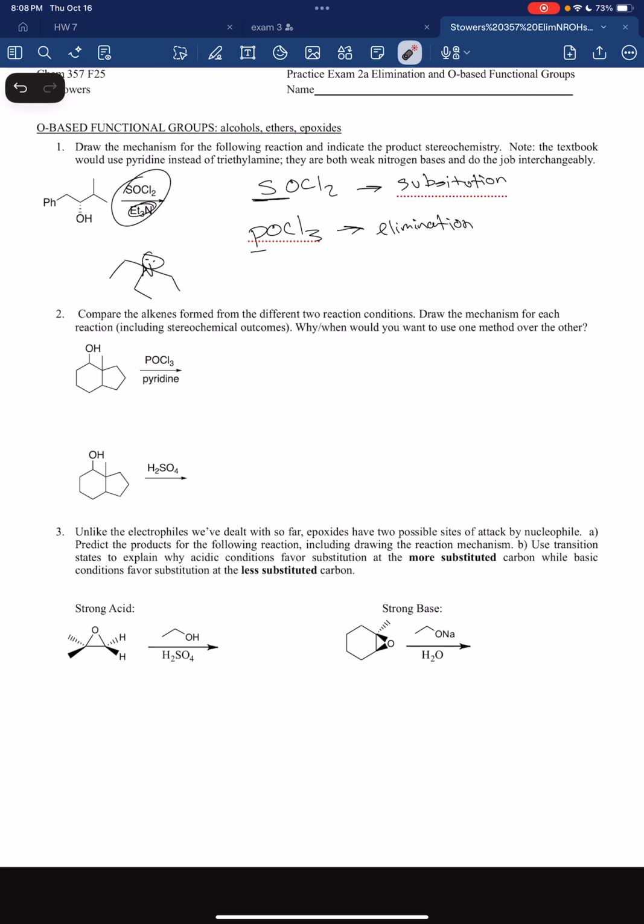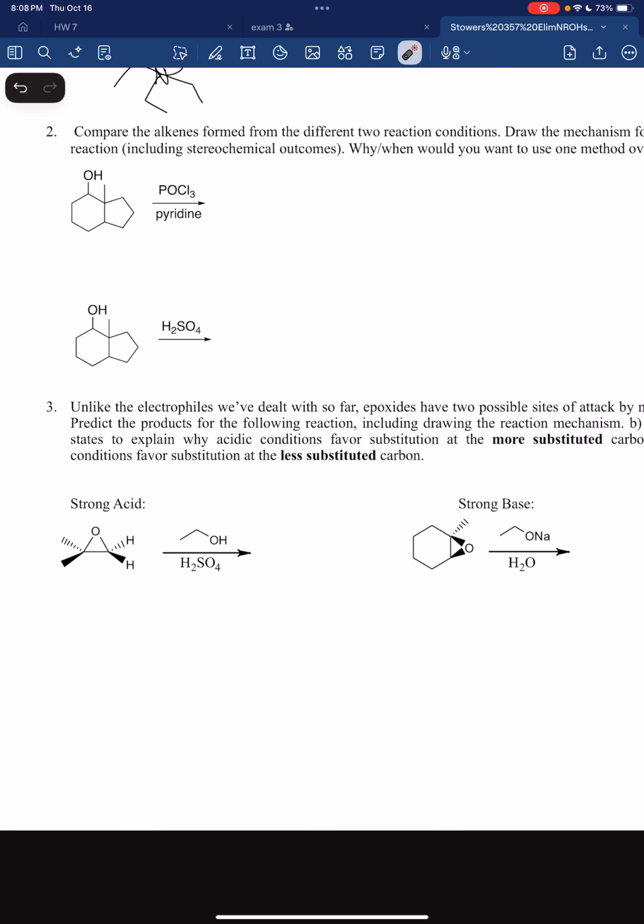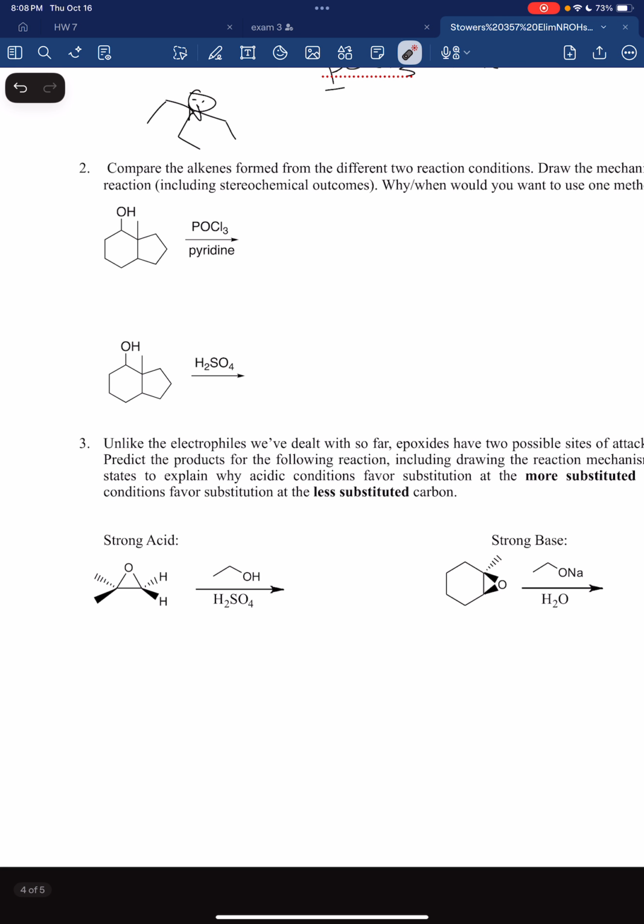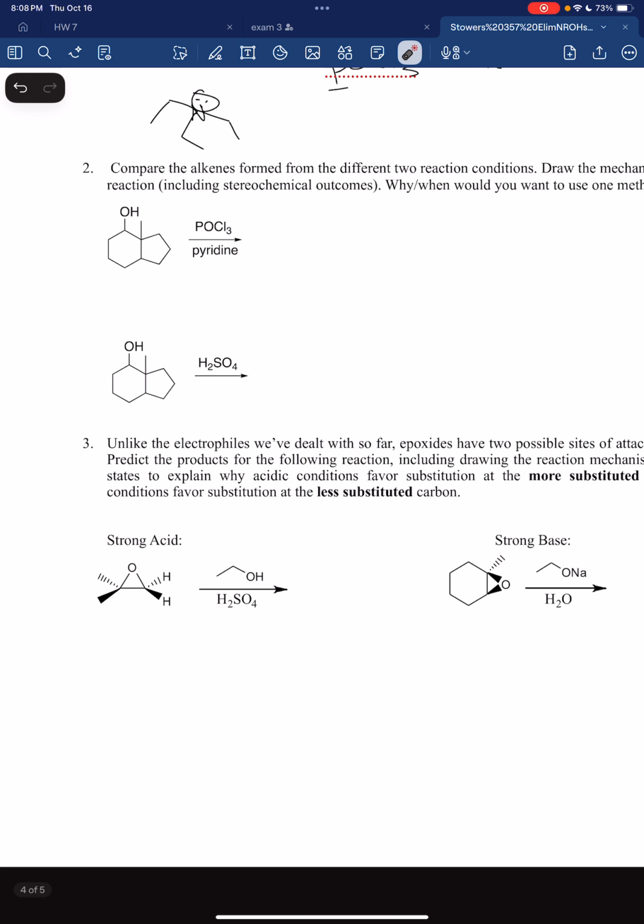Okay, I don't know if she talked about the second part. I think I'm just going to draw some random fake epoxide that doesn't look too similar to the question to give an example of why. Oh, that's way too similar.